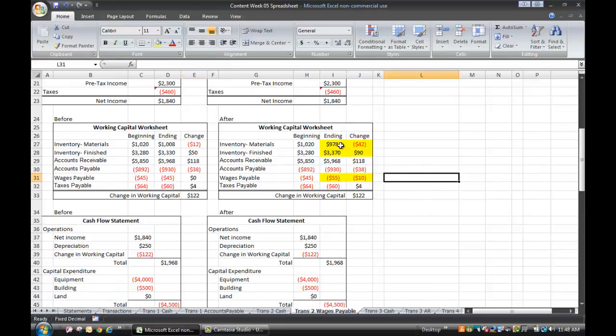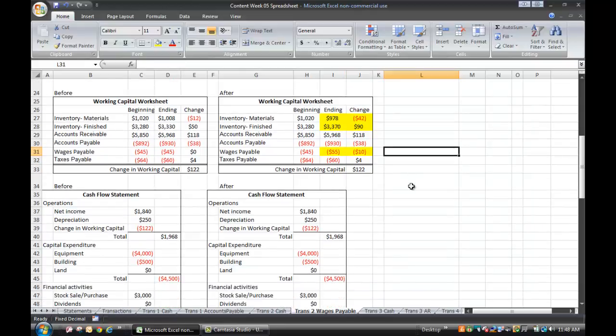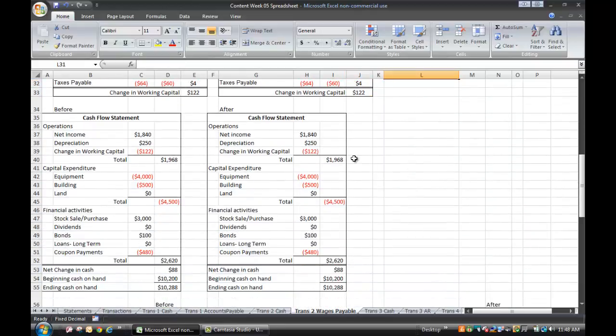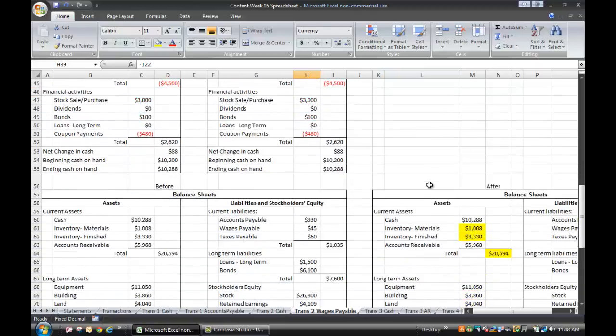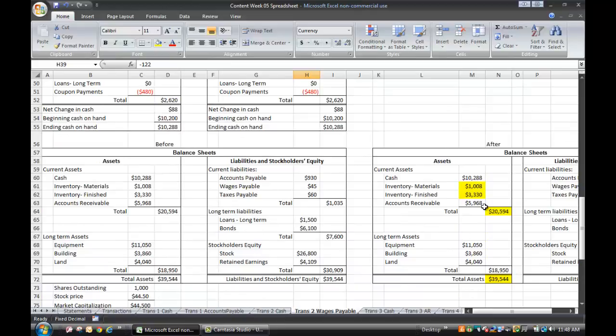Again, those changes, inventory materials and labor go in one direction. It cost us, finished inventory is 40, net result is 122 still. Change in working capital, the total did not change. No cash actually flowed anywhere. We just moved stuff from materials to finished and to wages payable. Wages payable, we haven't paid them yet, so there's no cash flow. And so there is no change in cash flow. This 122 stays the same. But it does affect the balance sheets.